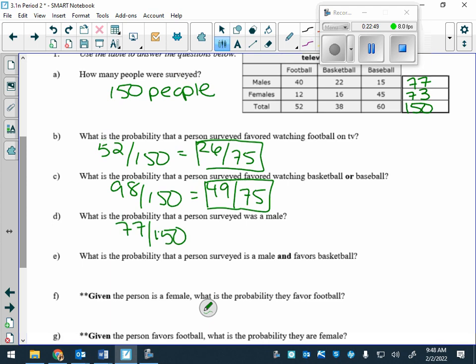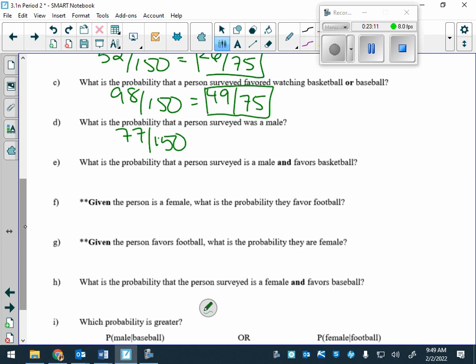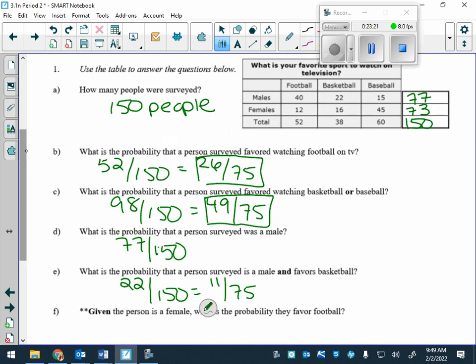What is the probability that a person surveyed is a male and favors basketball? Here you're looking for what they have in common. It's already done for you. Okay. Male and basketball. Yep. Good. So it was 22 out of 150, 11 over 75. So you're looking where they both have in common, males and basketball is 22.